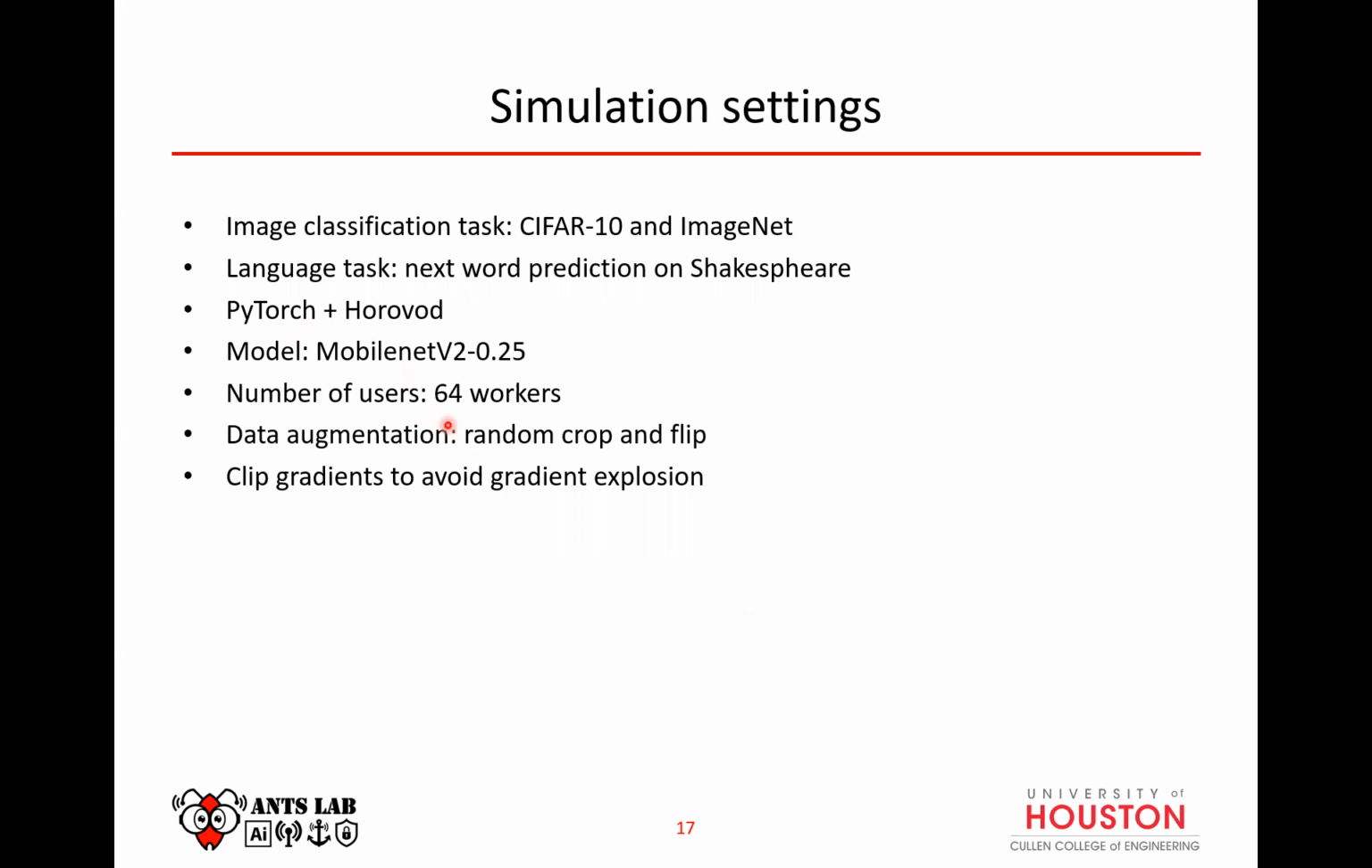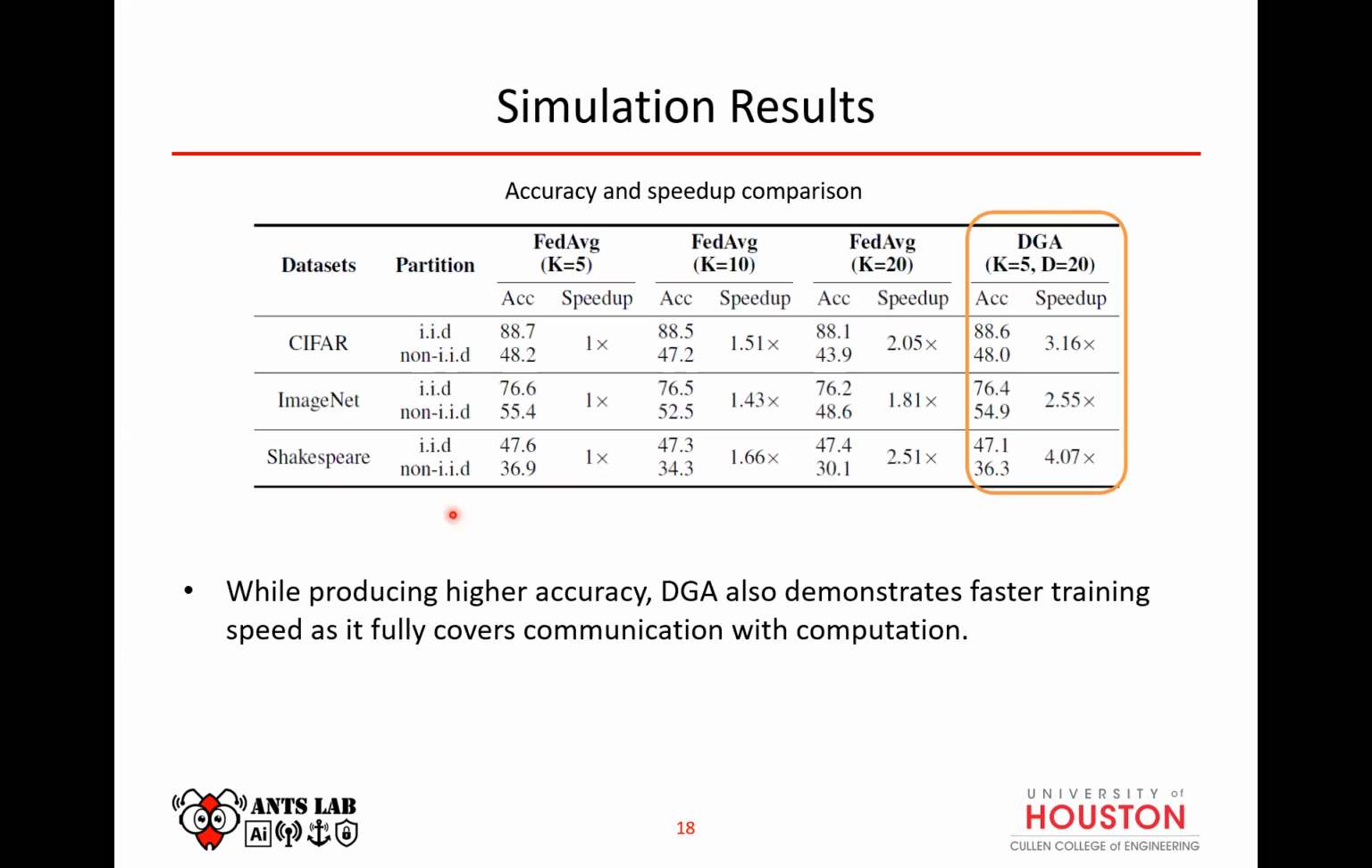They assume 64 workers, and they also provide data augmentation by doing random cropping and flipping, and to avoid gradient explosion, they do clipping of the gradients, etc. So these are the settings. Using this, we see the simulation results on all the three datasets.